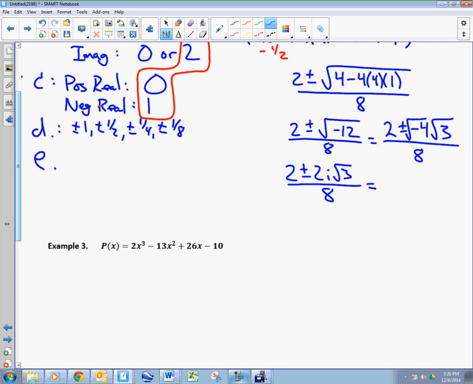What are they all divisible by? 2. So I'm going to write it as 1 over 4 plus or minus root of 3 over 4 times i, because that's how we were writing it on Friday. I'm going to write it like that now. Okay with that?